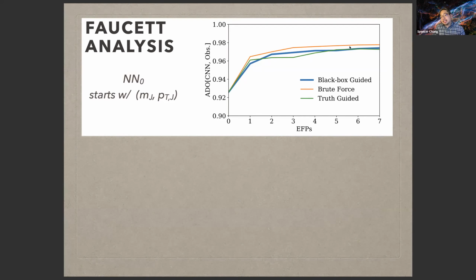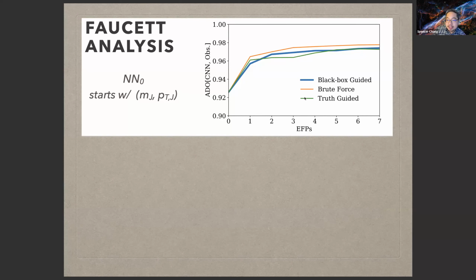The problem is this is very slow, right? You have hundreds of energy flow polynomials. If you want to train a neural network each time for that, it takes a long time, right? And you have to do that at each step because, here there are 2 EFPs you need, right? 3, etc. And so it gives you better performance, but it's slow.